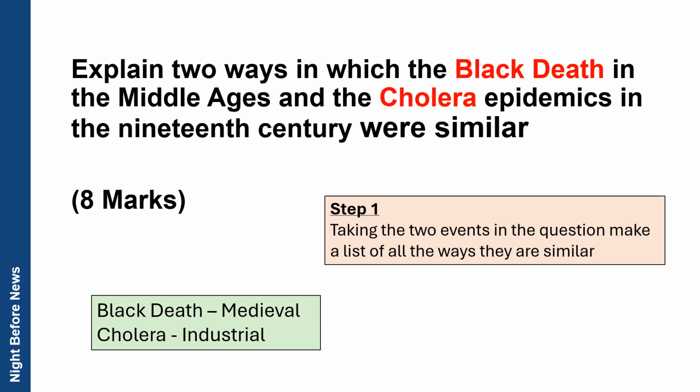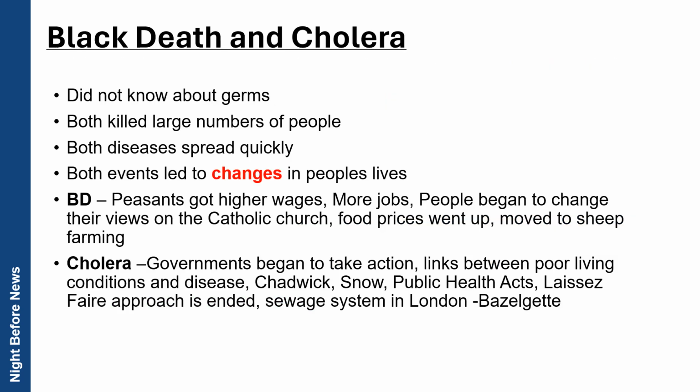So the first thing you need to do is work out which 2 time periods you're being asked to compare. So in this case, you're being asked to compare the Black Death, which is the medieval period or the Middle Ages. And in this case, it's cholera. So it says 19th century. So I know that's the 1800s. So I'm looking at the industrial period or the Victorians. So be really clear about which 2 time periods or 2 people and which time periods those people come from for this first part of this question. Then I would suggest you just literally make a list of all the ways that you can think of that they are similar.